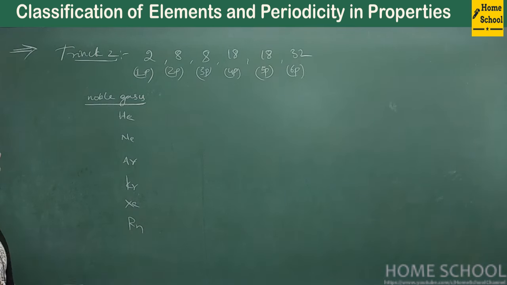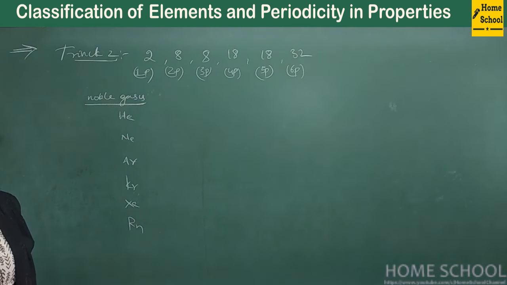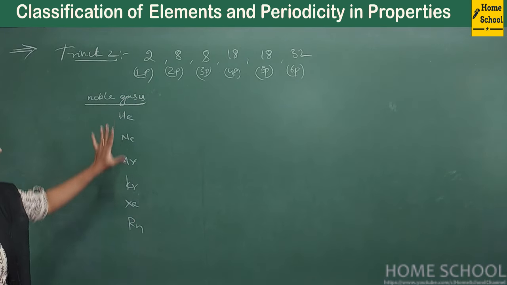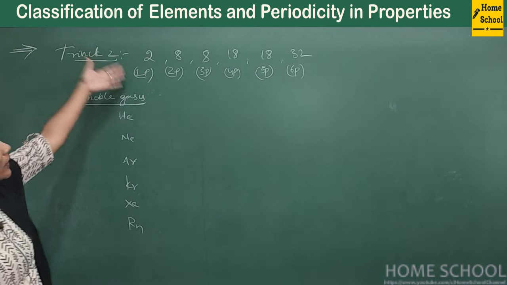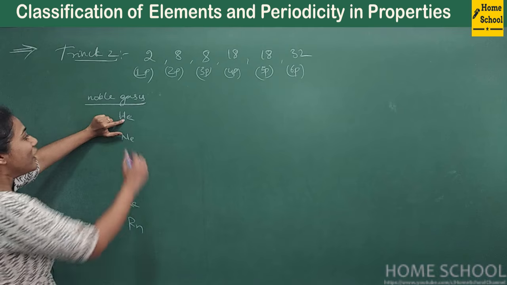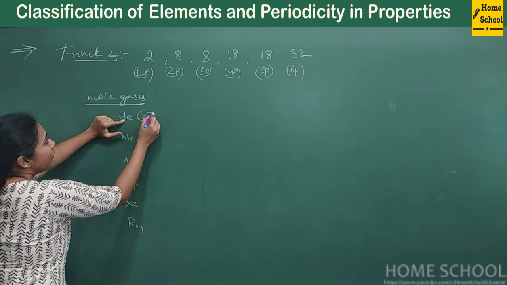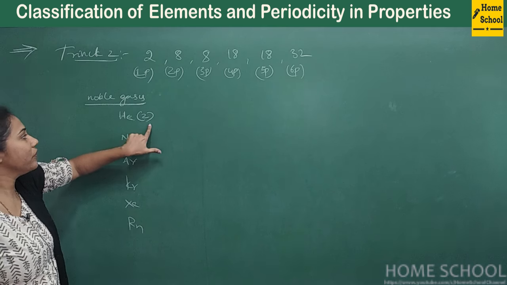And now you have to remember their atomic numbers. That's it. It's not that you have to mug up their atomic numbers. If you know these magic numbers, it is more than enough. See, the atomic number of helium everybody knows. It comes in the first period, so magic number 2.